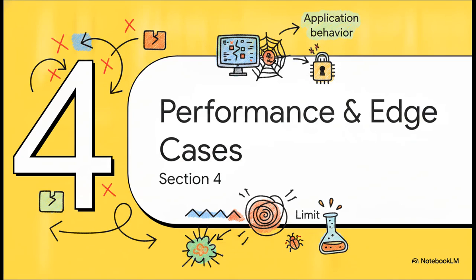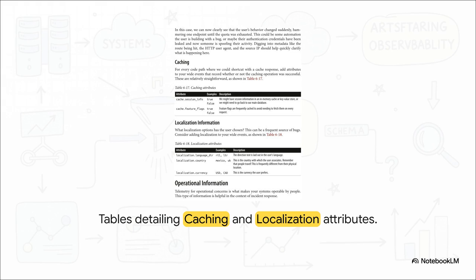Let's check out Section 4, Performance and Edge Cases. So how does this build when we account for specific application behaviors, limits, and all those weird edge cases that cause the most painful bugs? Tracking cache hits, feature flags, and localization settings can instantly highlight really obscure bugs tied to specific user configurations.